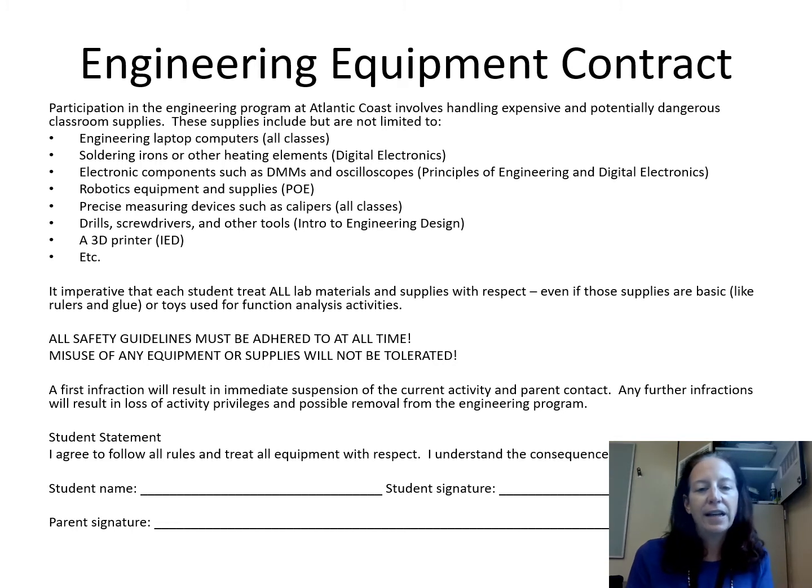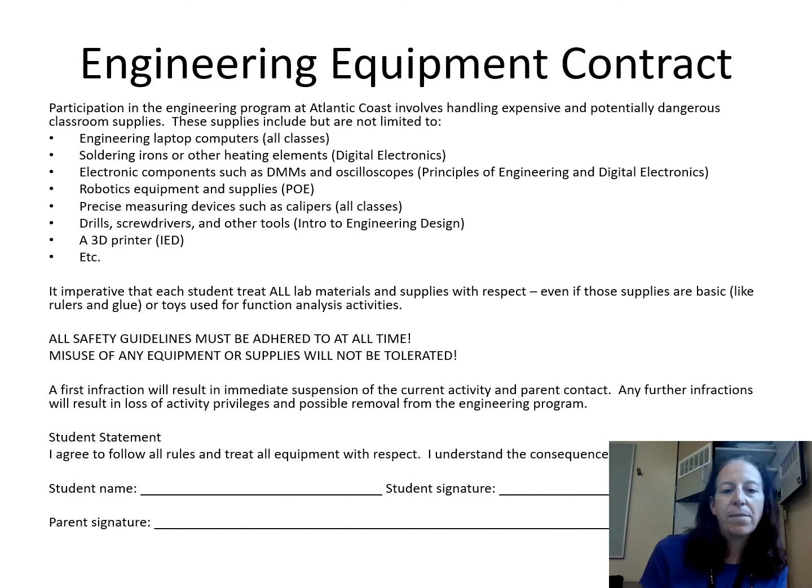Soldering irons or other heating elements, that's for the digital electronics class. Electronic components such as DMMs and oscilloscopes, that's POE and DE. Robotics is the next engineering class after this, that's POE. Precise measuring devices such as calipers, I think pretty much all the classes use that, but we definitely will in IED. Drills, screwdrivers, and other tools, that's like our end of the year project. So we're going to have drills in the classroom and stuff. And we do have a 3D printer and we will be 3D printing quite a few things this year. And it's not just those, it includes those.